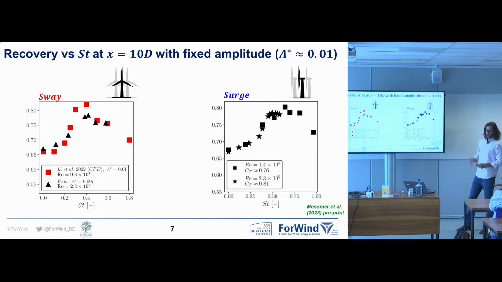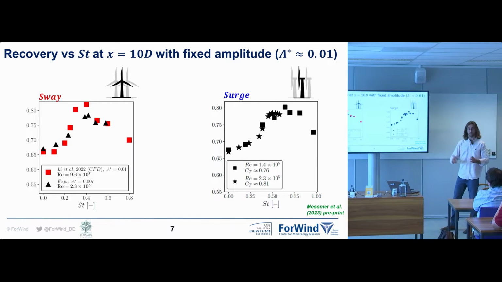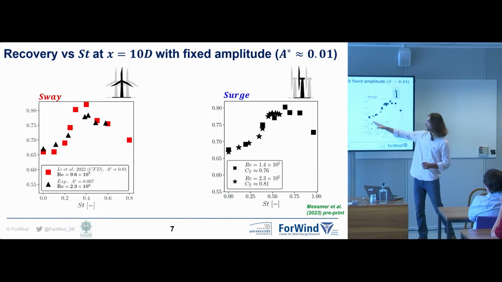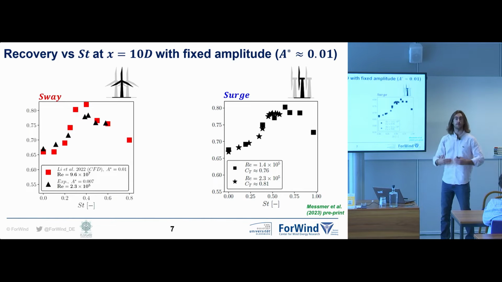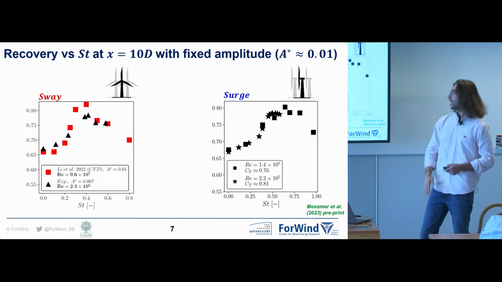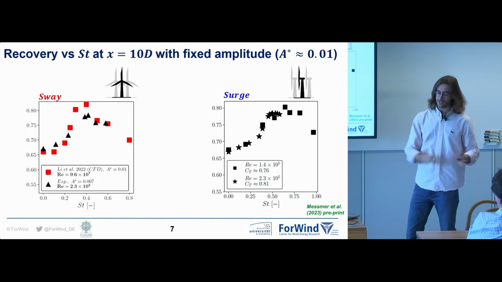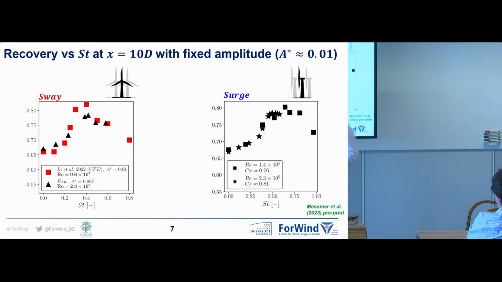These were tests where we only considered one frequency and one amplitude, but we also played with the frequency, so changing the speed at which we move the turbine. On the left for sway, and on the right for surge, and this is the plot of this recovery, so the amount of wind that is available for a downstream turbine at 10D downstream versus the frequency at which we move the turbine in front. And you see that for sway, it first is very close to 0, so when the turbine is fixed, then it goes up, we have a kind of optimum, and then it goes down again.